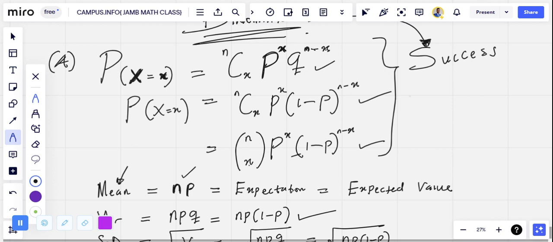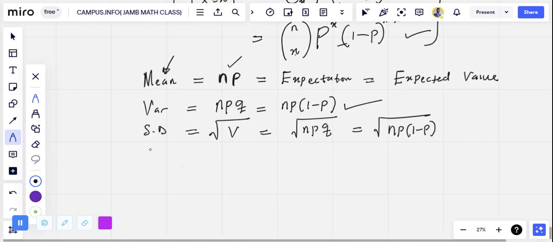I've given you the formulas and I've stated the mean, variance, and standard deviation. We are done with binomial in that regard. So the next thing for me to do is to try questions. Let's solve questions from your test. We pick it from your test. All right, I don't want to waste too much of your time.